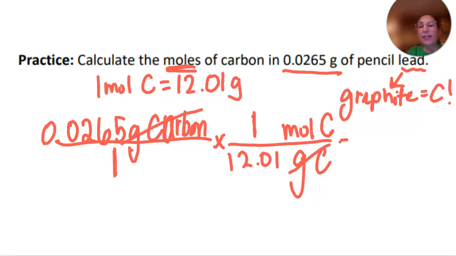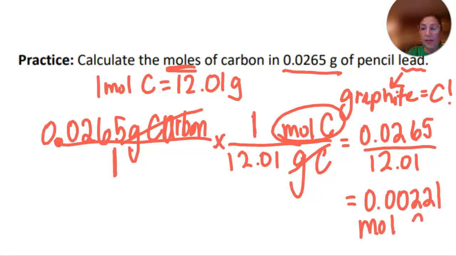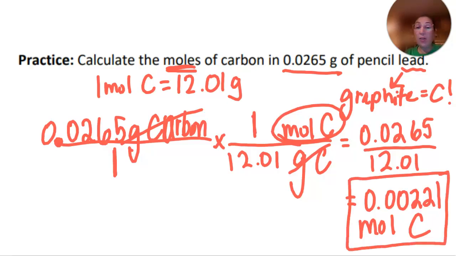Grams of carbon cancel, and our math is 0.0265 divided by 12.01. Our units remaining are going to be moles of carbon. And when we do that math, we should get 0.00221 moles of carbon. So that's converting grams into moles.